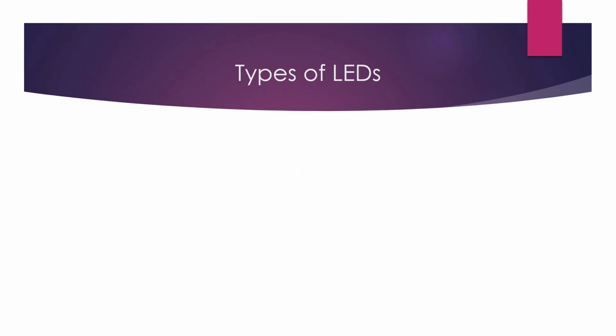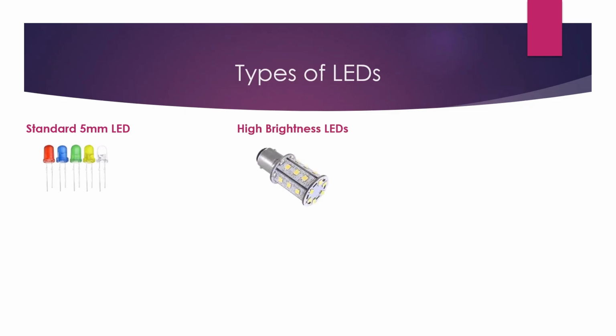There are many types of LEDs. Here are the most common. Standard 5mm LED: these are what you usually see in Arduino kits. High brightness LEDs: these shine much brighter and are used for lighting. SMD LEDs: these are surface mount LEDs, very small, used in compact designs like mobile phones and LED strips.